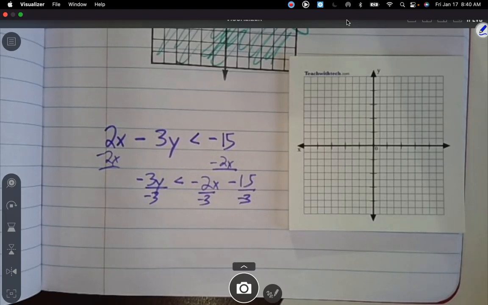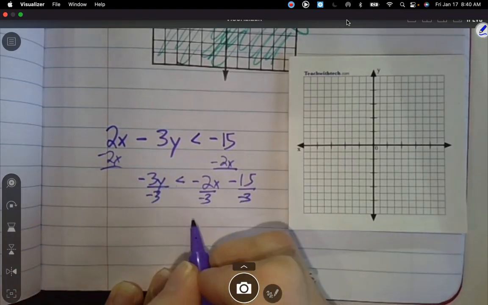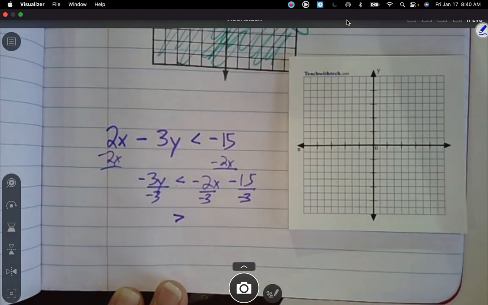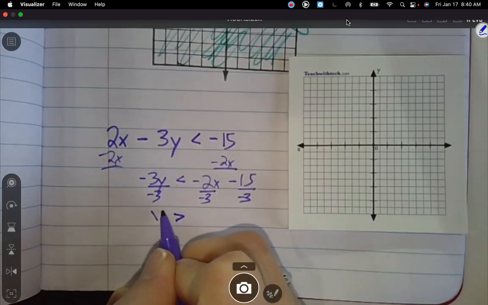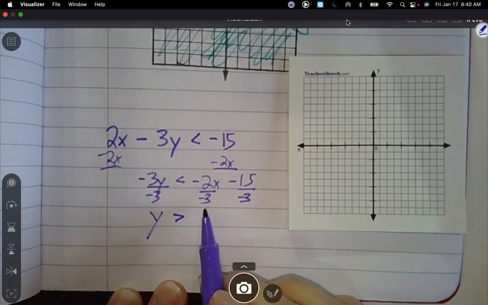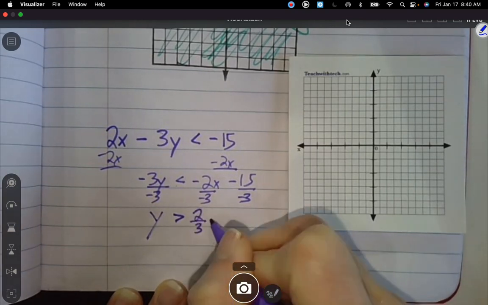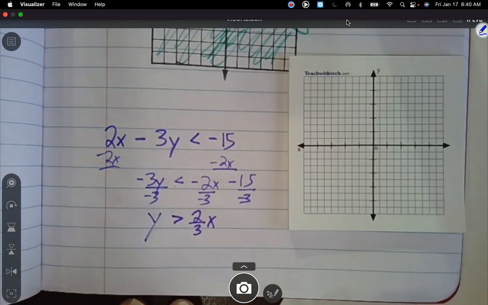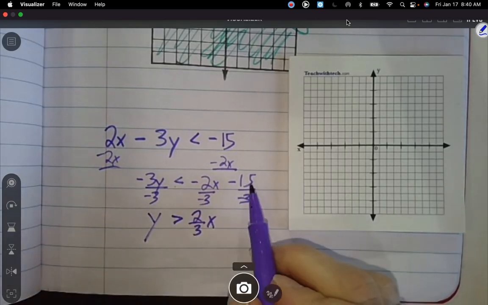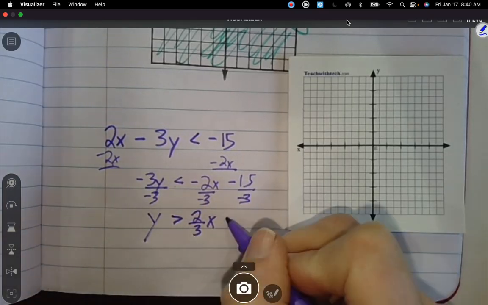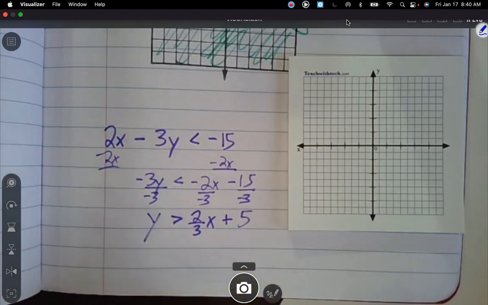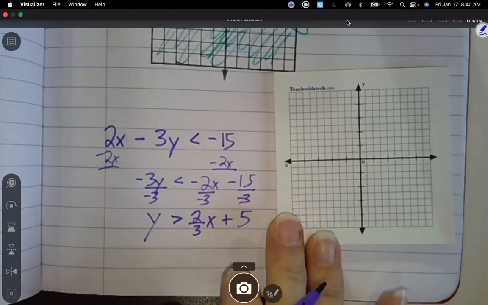You have to flip the inequality sign, okay? That's something that you just have to know and memorize. So instead of the less than sign, I'm going to flip my sign. So over here I've got a y. What's a negative 2 over negative 3? That becomes a positive 2/3 x. I like for my slope to stay a fraction. And what's negative 15 divided by negative 3? It's a positive 5. So how do I graph this one?